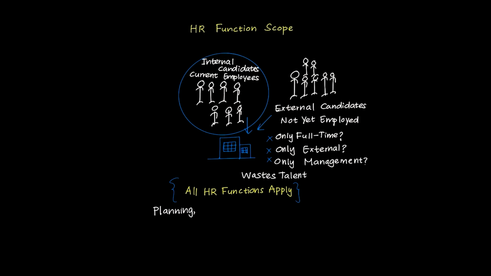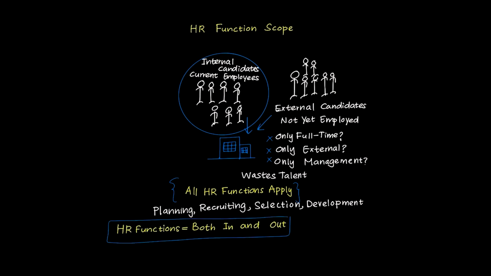Here's a WGU D351 OA exam tip for you. Questions about HR scope or applicability almost always have both or all as the correct answer. Quick recall hook. HR functions equal both in and out.